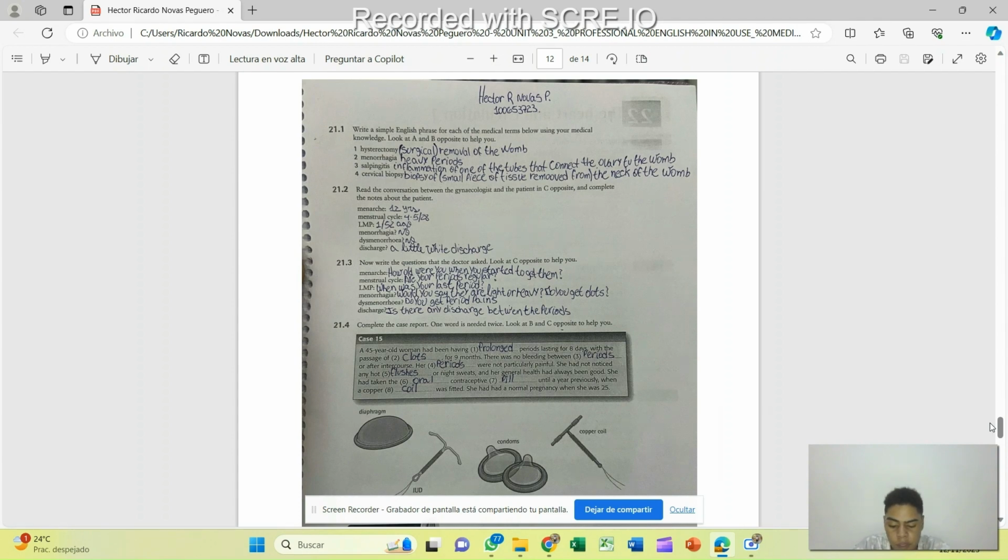3. Salpingitis: inflammation of the tubes that connect the ovary to the womb. 4. Cervical biopsy: small pieces of tissue removed from the neck of the womb.